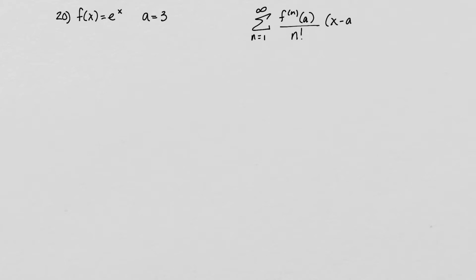All right, so question 20 says, find the Taylor series for f of x equals e to the x, centered at a equals 3. Show all work, do not just state the formula. Okay, so here's the formula for Taylor series, right? It's the summation n equals 1 to infinity of f sub n of a over n factorial times x minus a to the n.